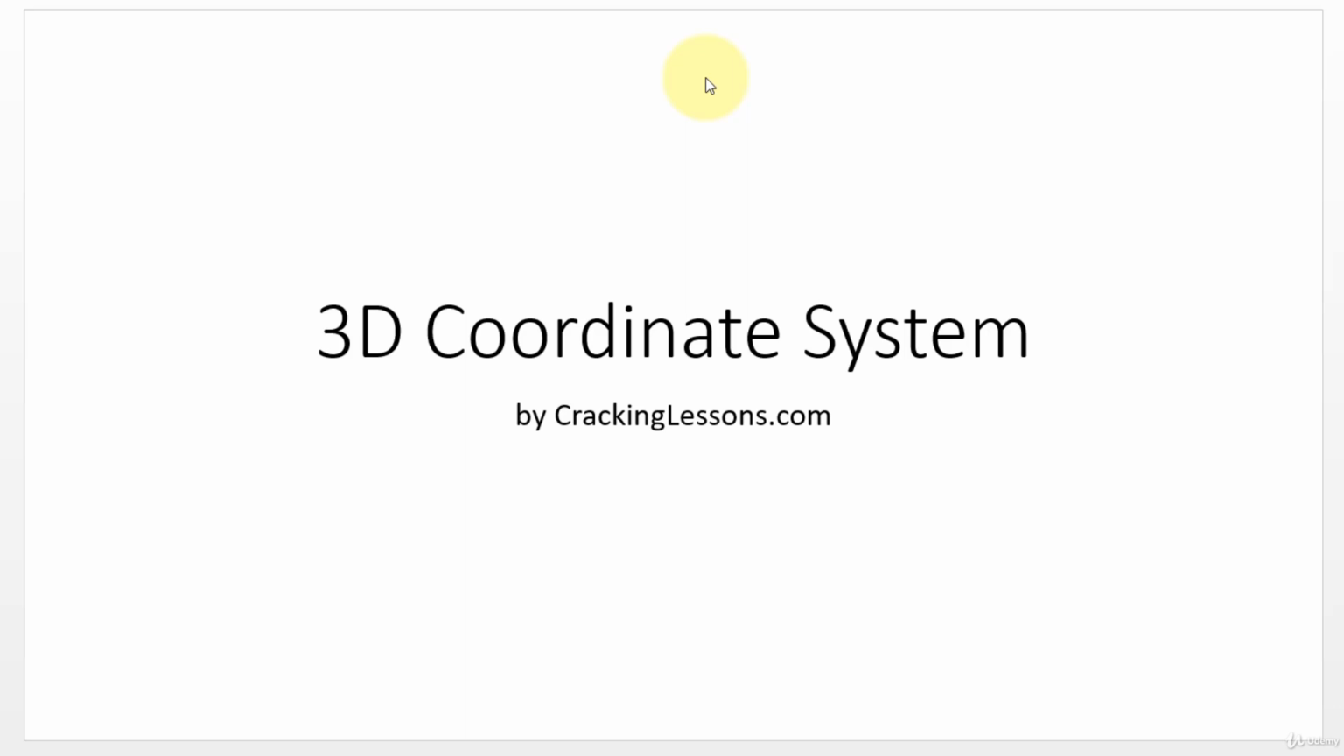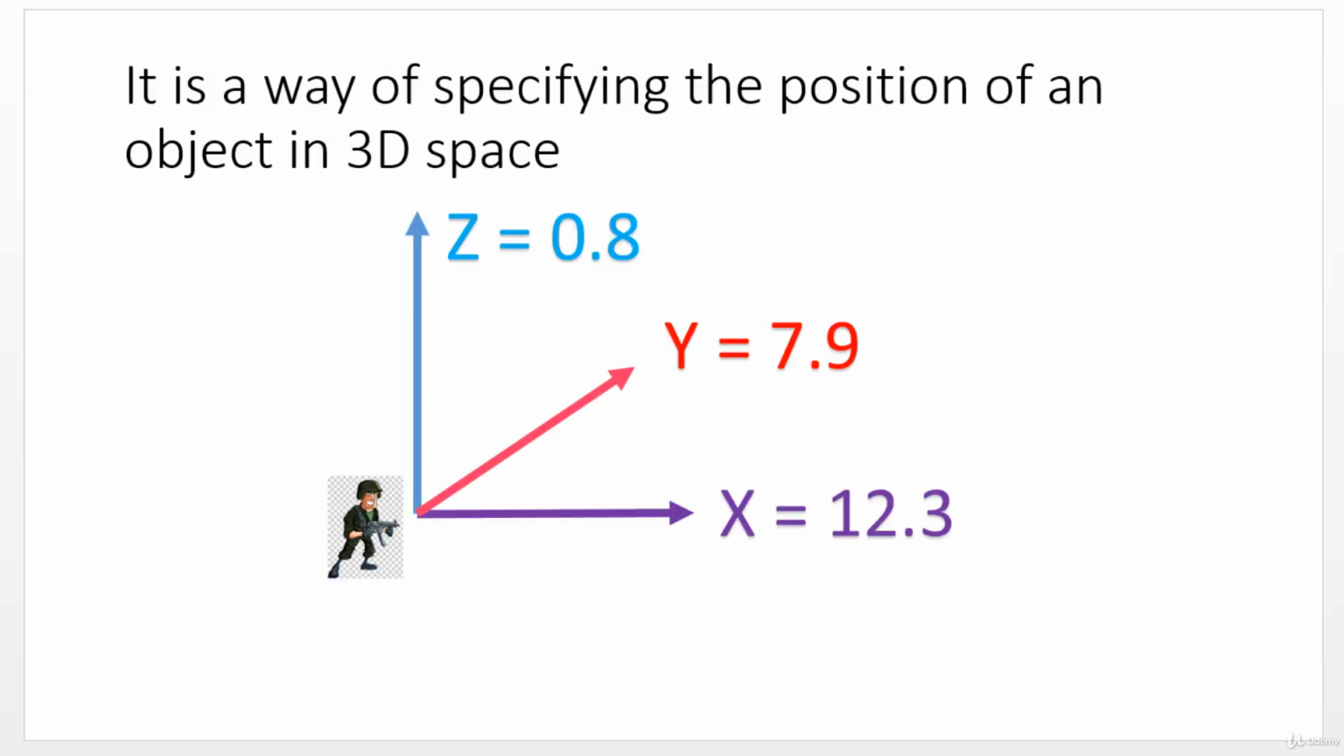In this lesson, I will explain to you the 3D coordinate system for 3D games. It is a way of specifying the position of any object in 3D space. So any objects in the game, including buildings, boxes, ammo, grenades, non-playing characters, whatever, anything has got a 3D coordinate specification attached to it. So for example, take the player.